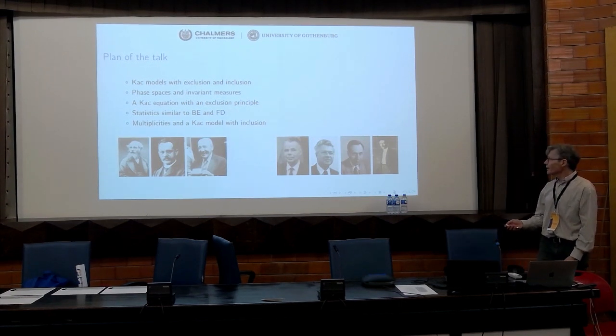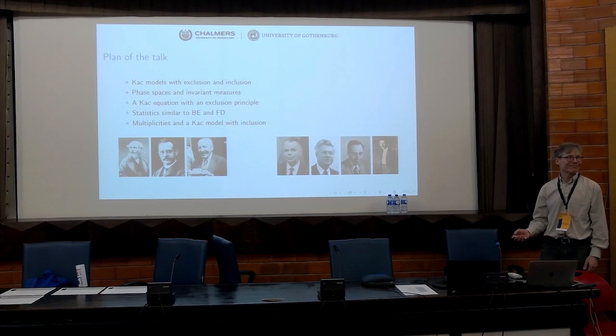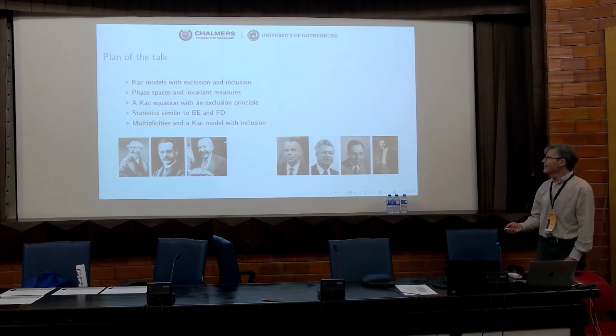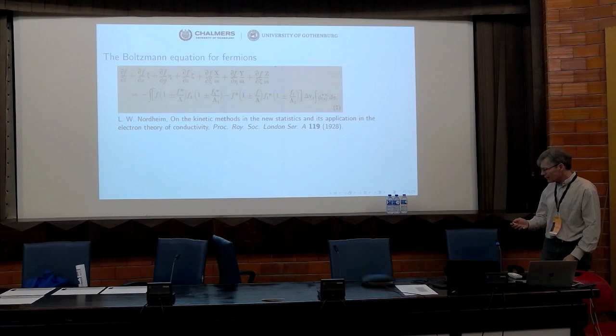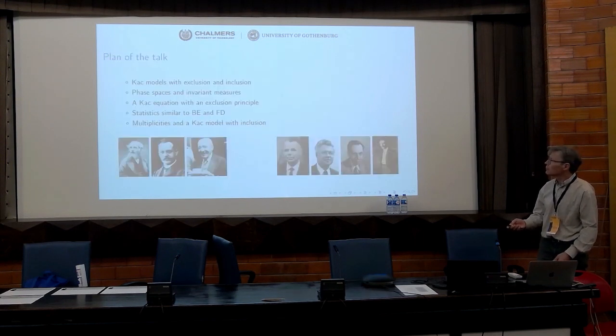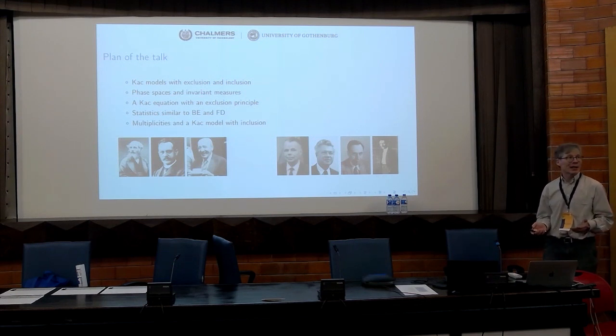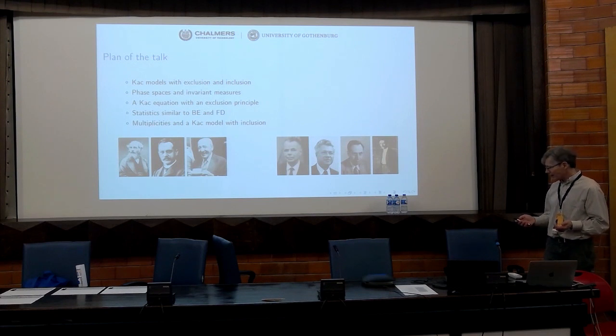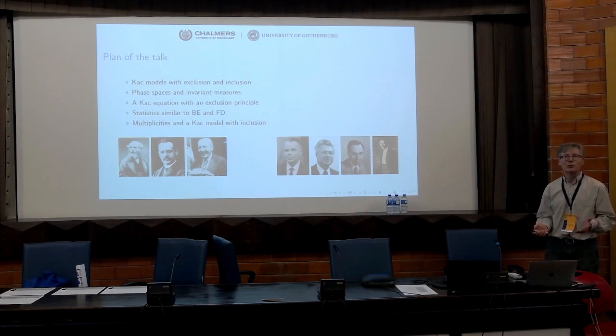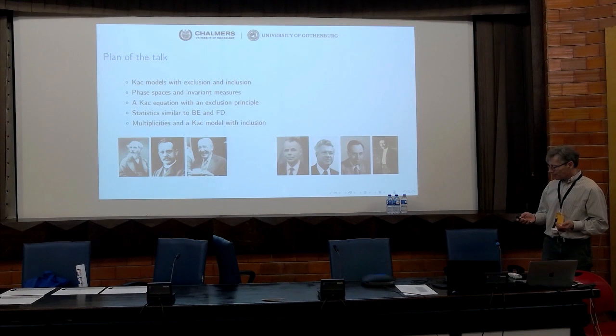And here, I don't know if you recognize these guys. So this is Nordheim, Uehling, Uhlenbeck. So now you know where I'm aiming at, which are quantum statistics versions of the Boltzmann equation and the Kac model. And this fourth guy here is Léon Brillouin, who will also appear at one point at the end of this talk.